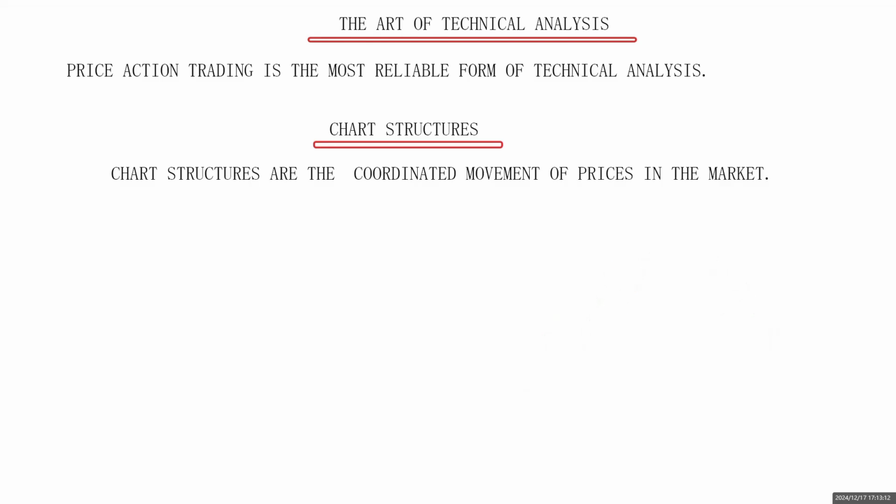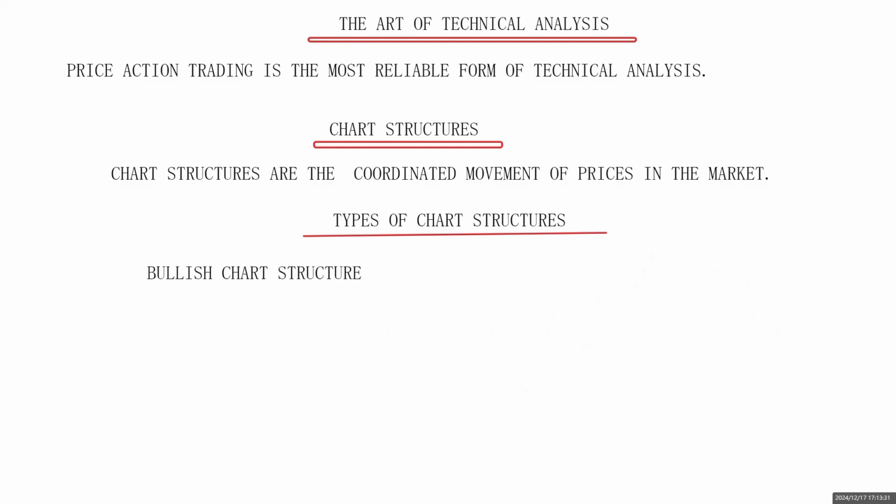Let's write that out, that we have the two types of chart structures. It's important to note that we have the bullish chart structure and we have the bearish chart structure. Let's write that out. So these are the only two chart structures that exist in the market.